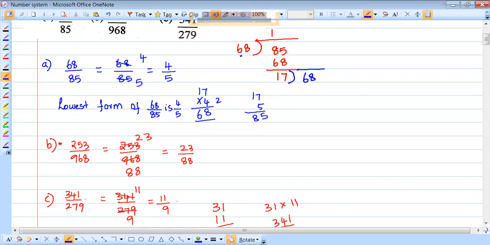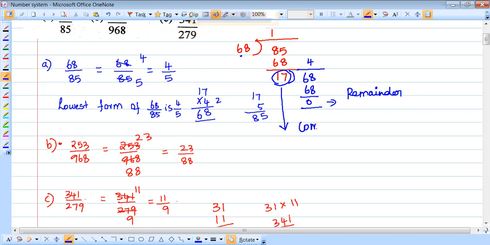How many times will it go into 68? 1 17 is 17, 2 17s are 34, 3 17s are 51, 4 17s are 68. Correct? 4 17s are 68. Now, what is your remainder? Your remainder is 0. So once you get the remainder 0, this is your common factor.